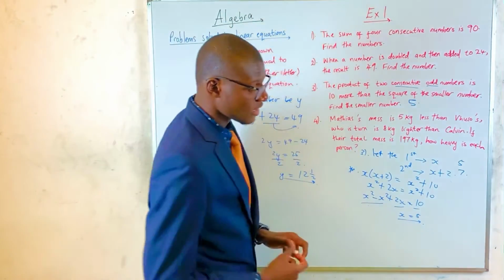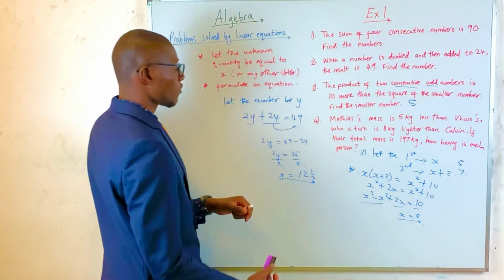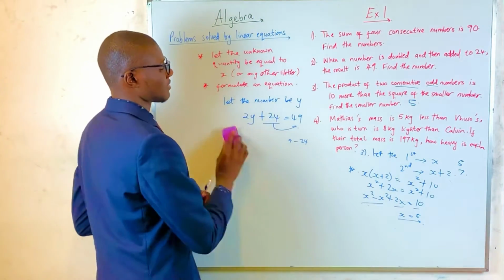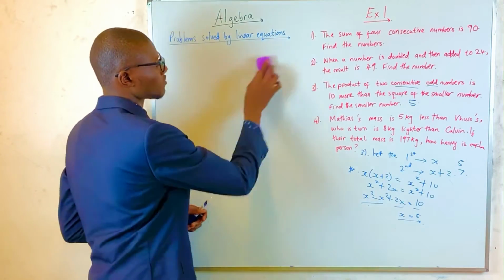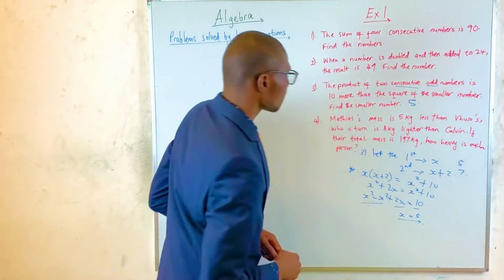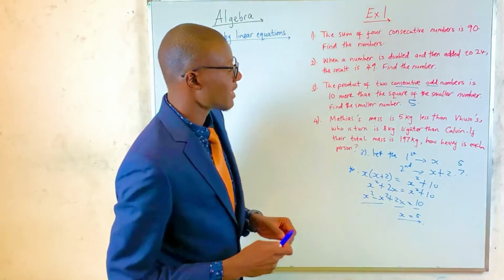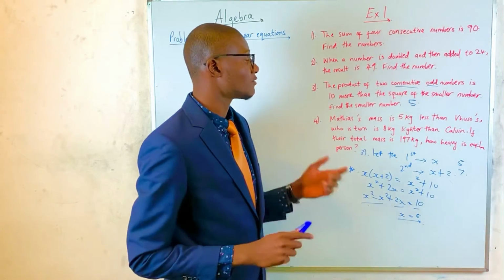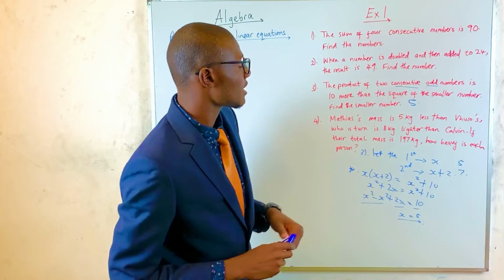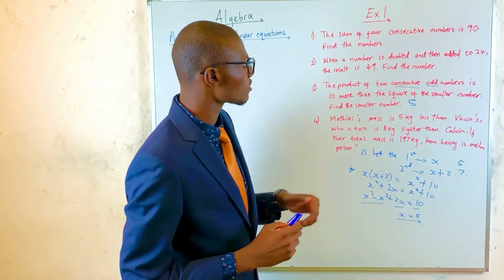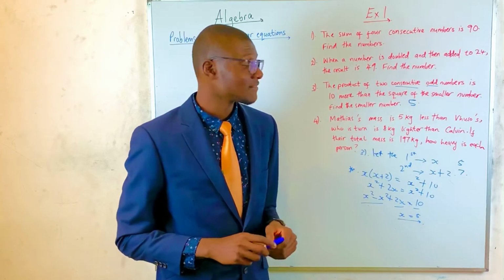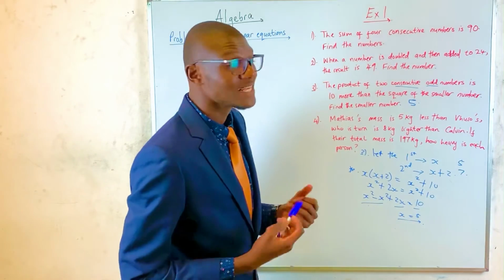Now let's move on to look at number 4. So for number 4, I shall erase this as well to create more space. Right, number 4, we're told that Matthias' mass is 5 kilograms less than Vusu's, who is 8 kilograms lighter than Calvin. Right, so if their total mass is 197 kilograms, how heavy is each person?